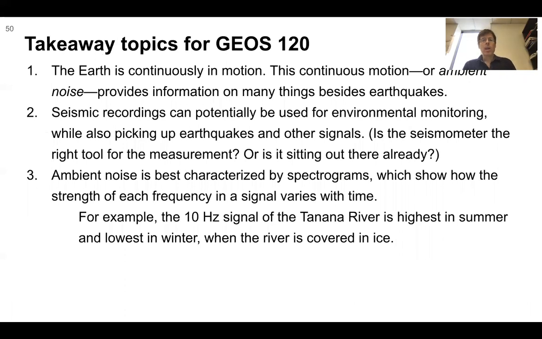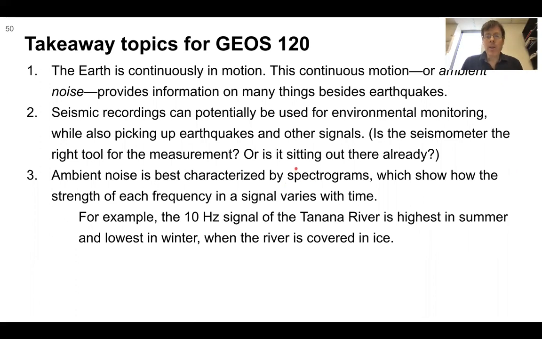Takeaway topics: the Earth is continuously in motion. This continuous motion, or ambient noise, provides information on many things besides earthquakes. Seismic recordings can potentially be used for environmental monitoring while also picking up earthquakes and other signals. One of the questions is, is the seismometer the right tool for the measurement? Or maybe it's sitting out there already. So let's just opportunistically pick up some more information.